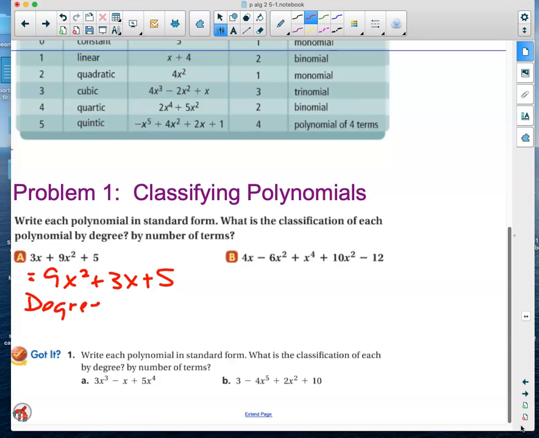Now, I have to tell them what the name of this would be based on the degree. So I look at the powers of x, no x, x to the first, x squared. So this is a degree 2 polynomial. And degree 2 polynomials are called quadratics. So it's a quadratic. Then, by the number of terms, well, it has 3. They're separated by addition here, 3 terms. And 3 terms are called trinomials.